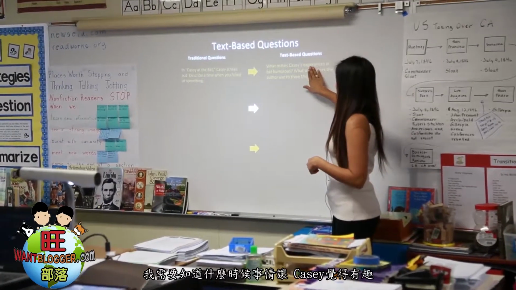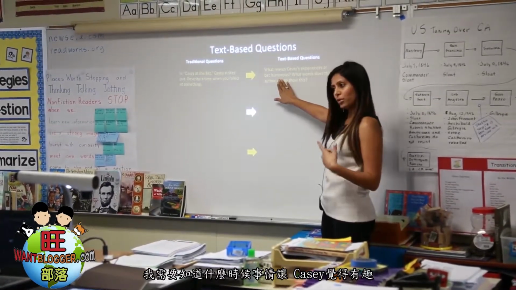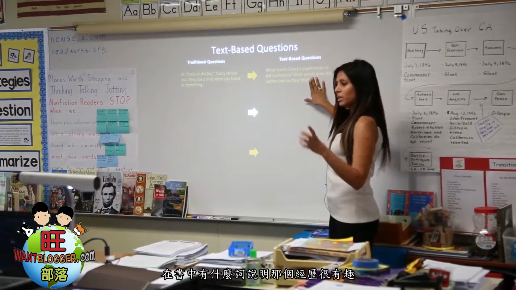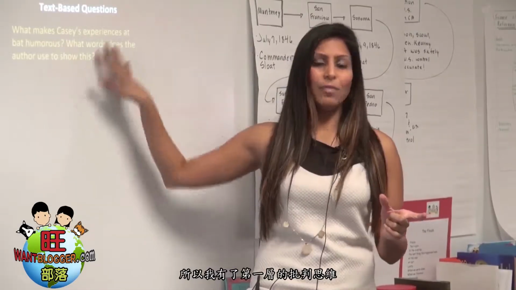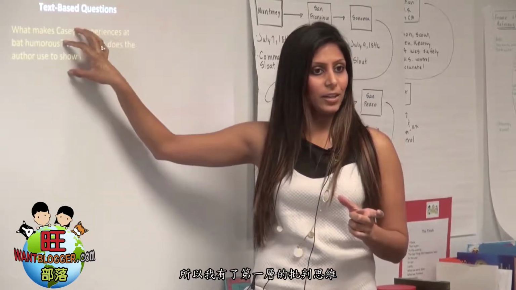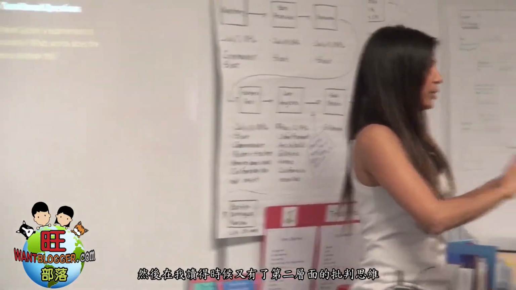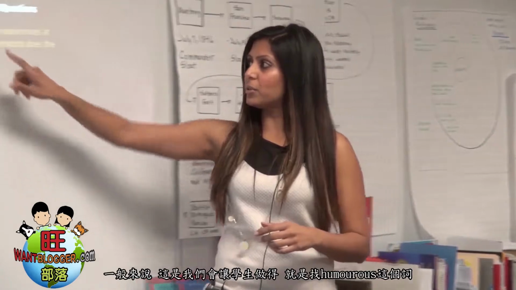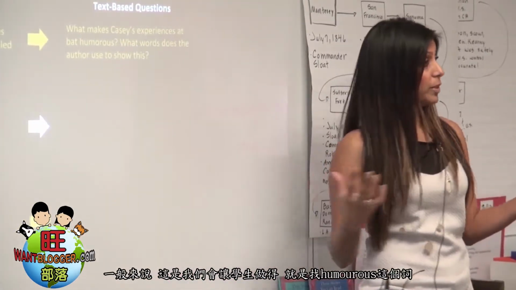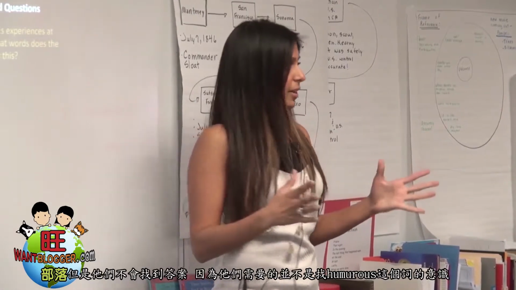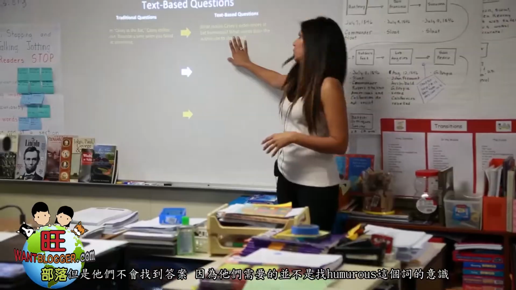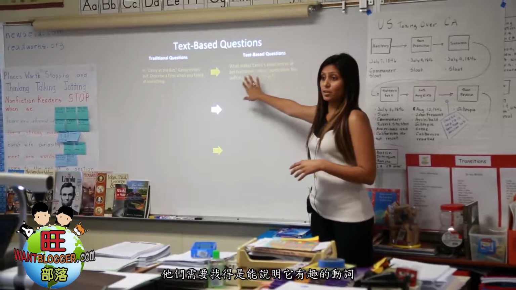I need to figure out what experiences Casey had that were funny, and then what words in the text show that they were funny. So I have one level of critical thinking here, and then a second level of critical thinking when I go to the text. Typically what kids are doing is they'll see "humorous," and this is what they've been taught to do: scan the text, humorous, humorous, humorous, humorous, and they're not going to find the answer because they're not looking for the word humorous. They're looking for actions that show that this was funny.